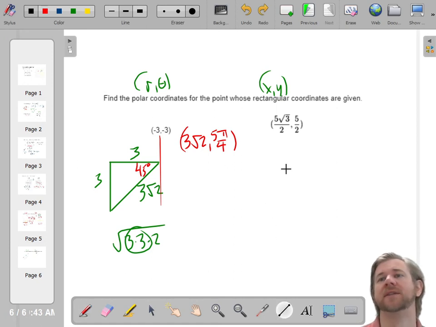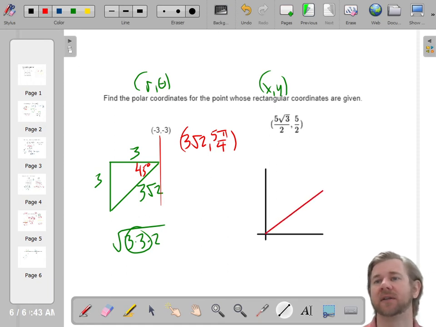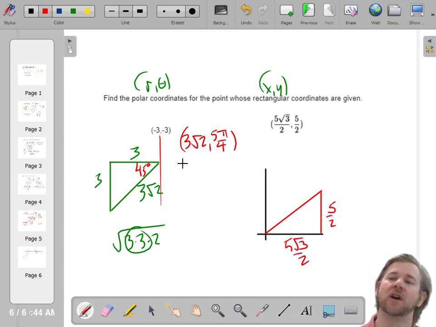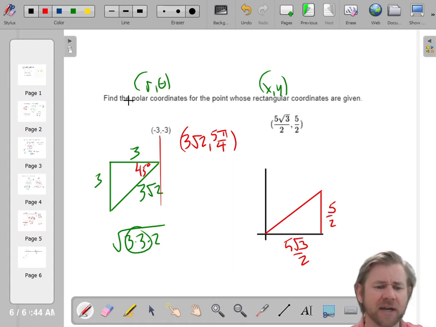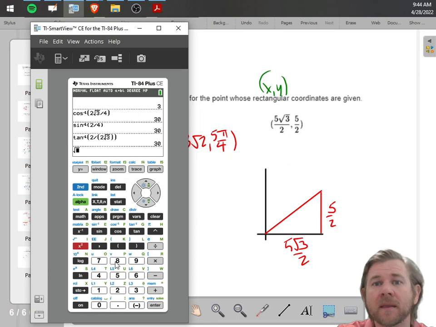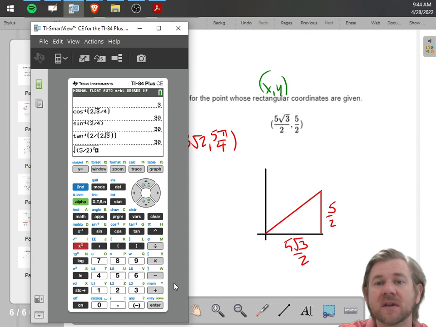One more. Let's say we're in the first quadrant. We know the x and y coordinates are both positive, so I know I'm in the first quadrant. And it looks something like this. This is 5 radical 3 over 2, and this is 5/2. So first, I'll do Pythagorean Theorem. And I'll just type it in the calculator, because I think it's going to be nice. Let's do the square root of, in parentheses, 5/2 squared, so 25/4, plus 5 radical 3 over 2 squared.